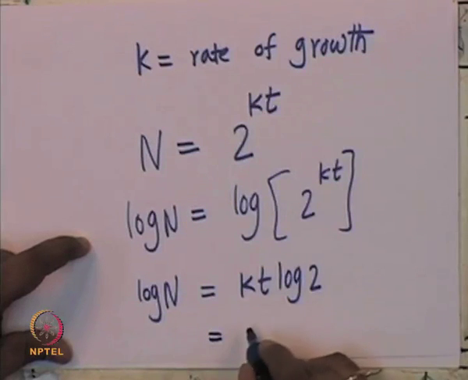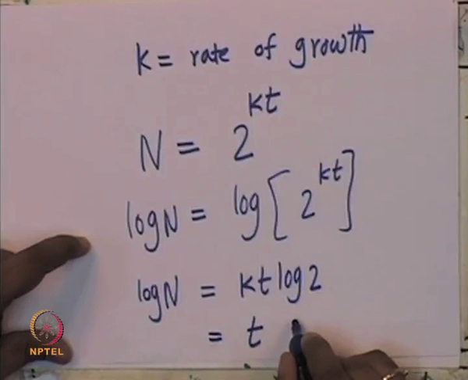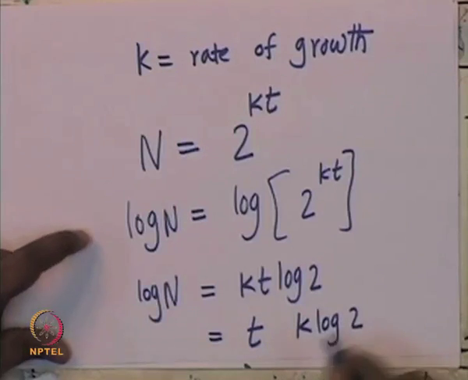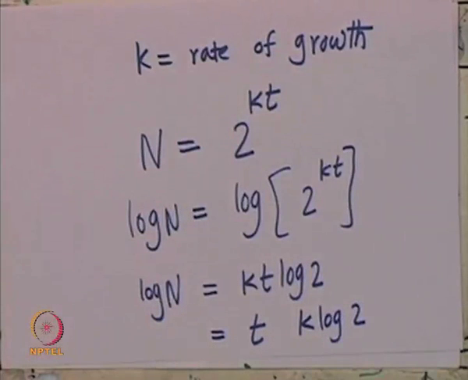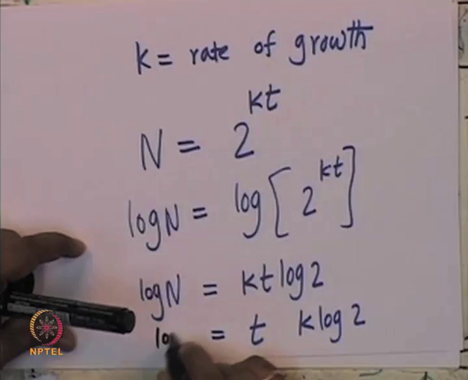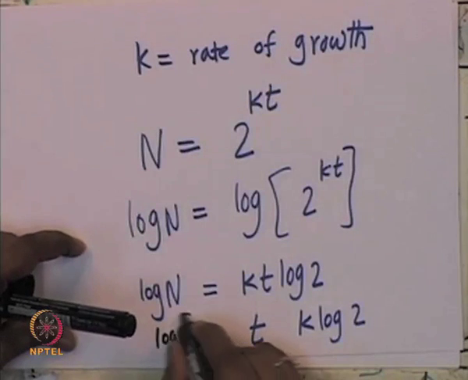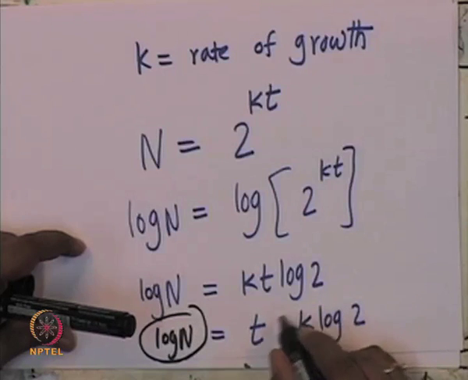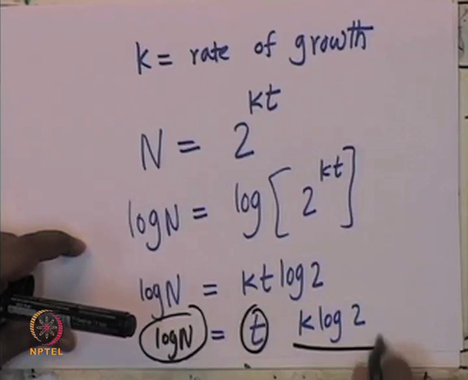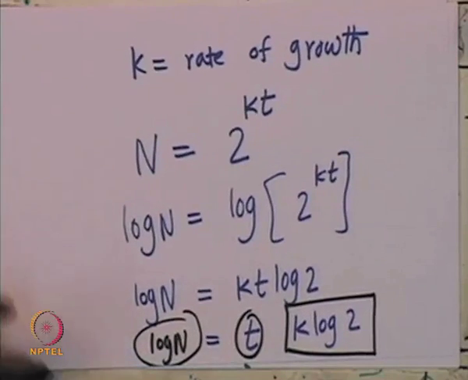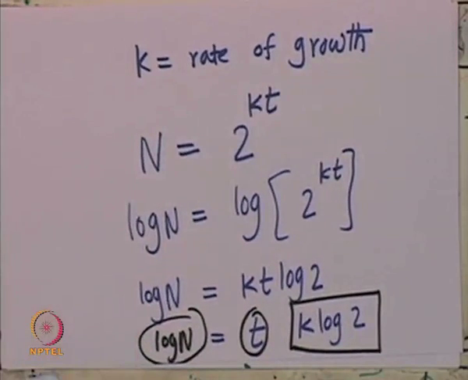In other words, t times k log 2. So, the slope, so if you plot log n in the y axis and t in the x axis, the slope you will get is k log 2. So, slope you will get is k log 2.